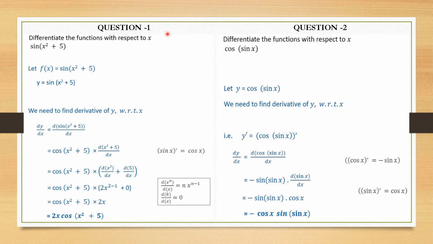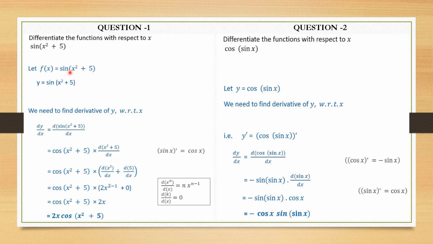So question number 1 is very simple. Differentiate the function with respect to x. This is the function sine of x square plus 5. This is your y or f(x), whatever you want to write. So how should I go for its differentiation? It is d/dx of sine of x square plus 5. Remember, we should go for the chain rule.